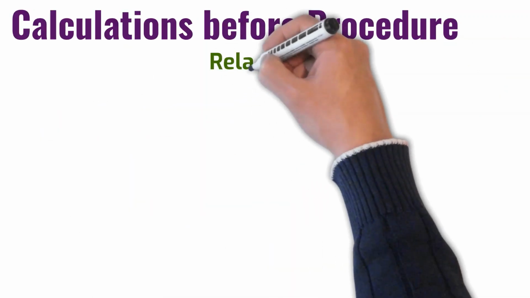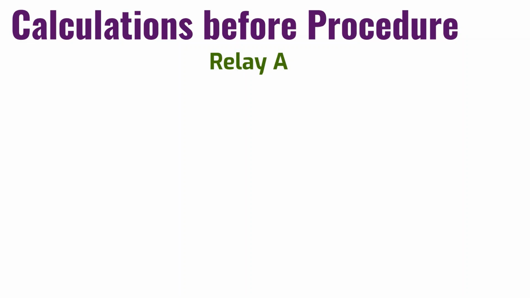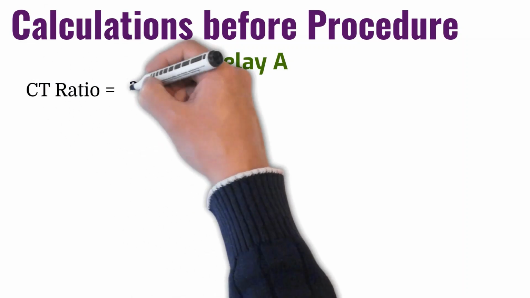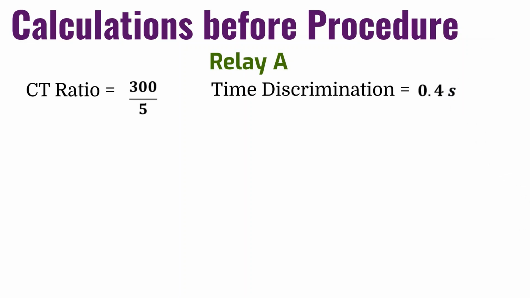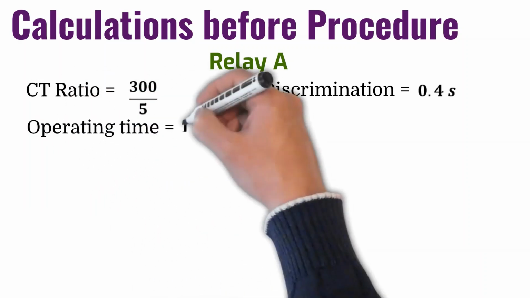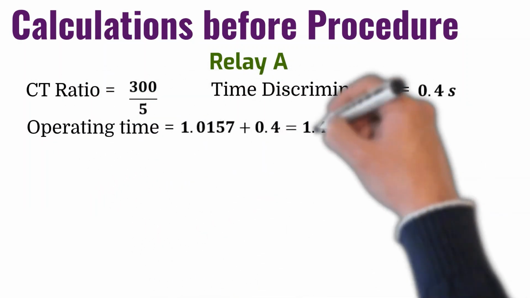Then, we are moving to relay A. As the data, we have the CT ratio and time discrimination. Time discrimination means the operating time difference of relay A and B. So we can find the operating time as follows.